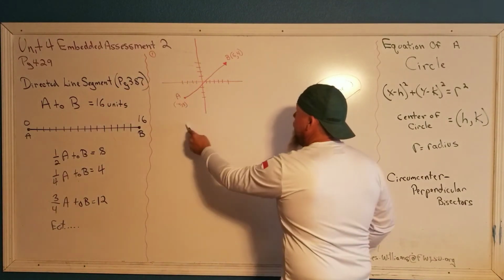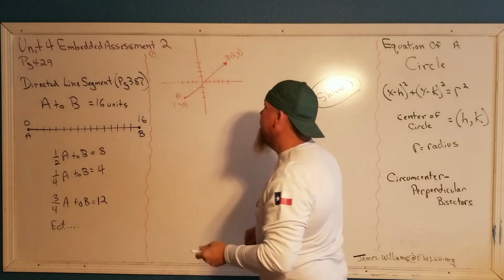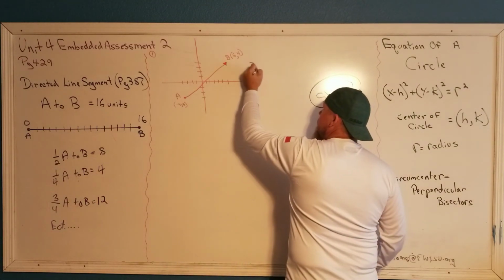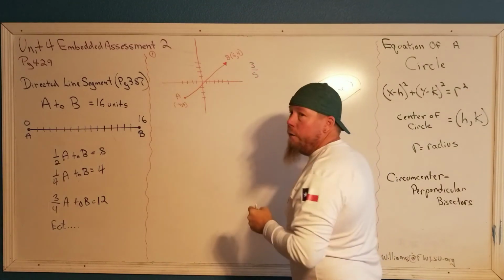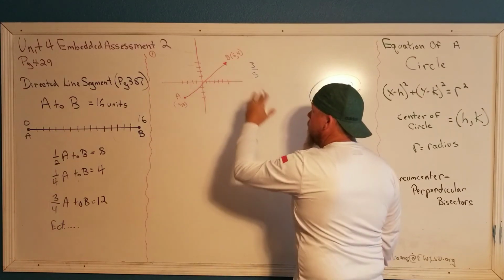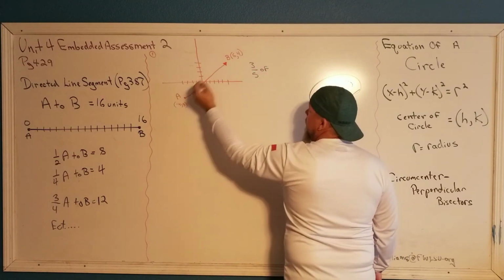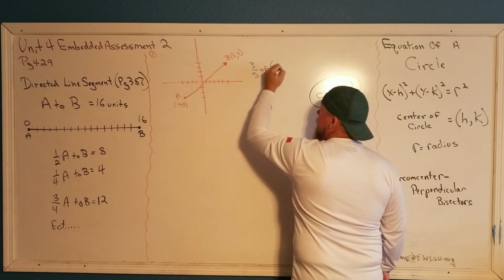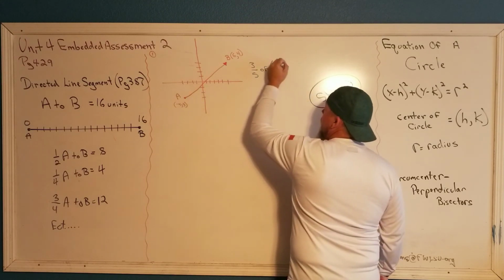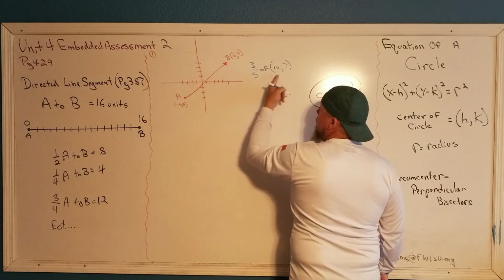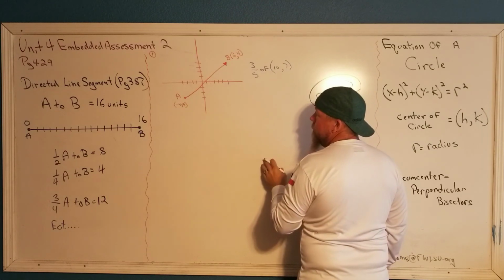So that means we're going from A to B. We're going to go 3/5 of the distance. So 3/5. Now, how do we know how far to go? What we're going to look at is the total change. So we're going to go 3/5 of, and what's the total change? The x values change by 10 and the y values change by 7. So that means we're going to change by 3/5 of 10 and 3/5 of 7.